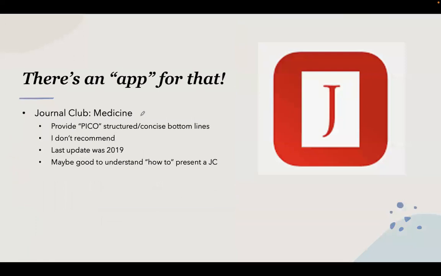Now, there is an app for that. If you come across this before you purchase it, I want you to talk to me because I have it. The only thing it's good for is to get an idea of how they set up their journal clubs in this app. They use the PICO method if you're not used to that structure. It's very nice. Go look it up. It's a good way to put studies together too. But I don't recommend this. Why? It was last updated in 2019.